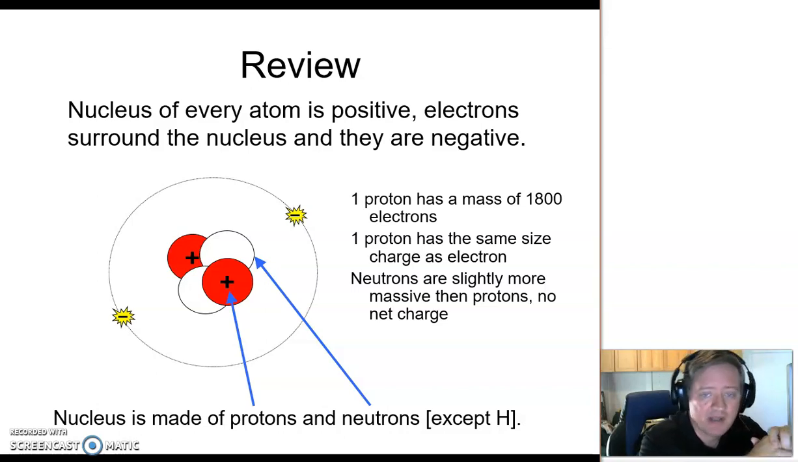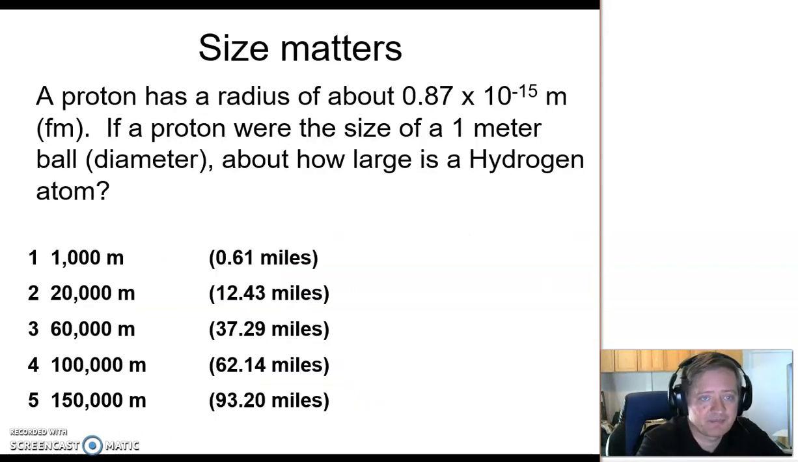So even though there's a great mass difference, the charges are opposite but the magnitudes are the same. A neutron is about the same size as a proton, but it's neutral, so it has no charge. It is a little bit more massive, but for our intents and purposes, it's the same.